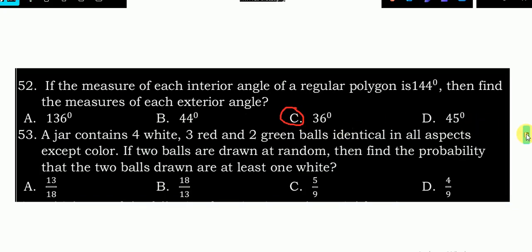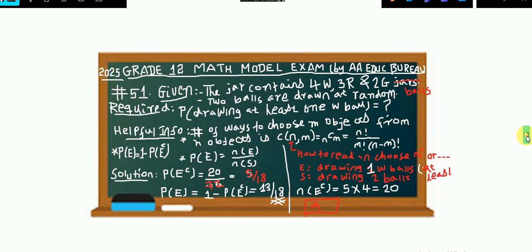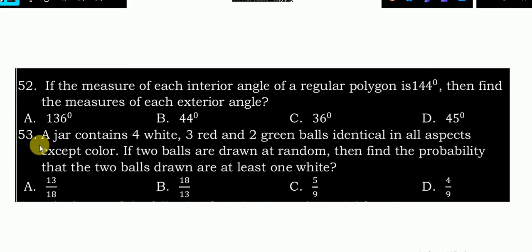Next problem, problem number 53. Okay, 51 this is wrong. 53, it should be 53. Wait. 53 is a probability problem.